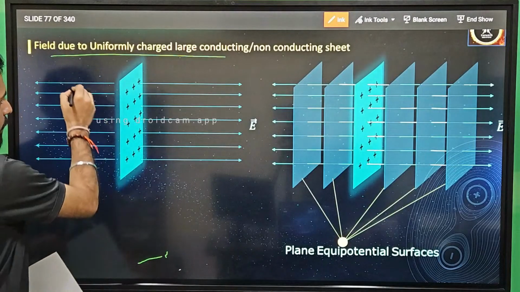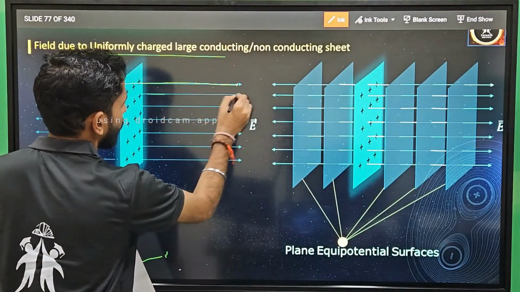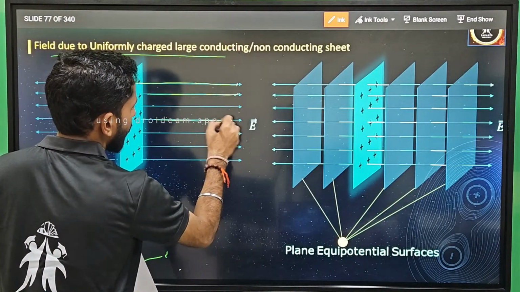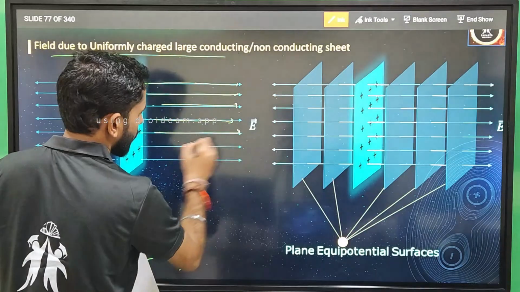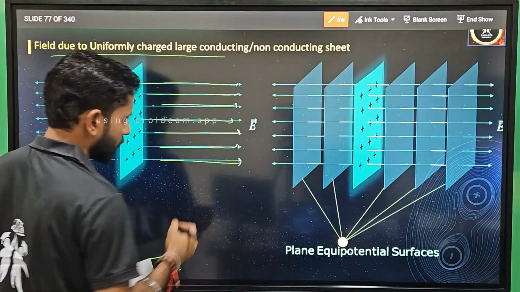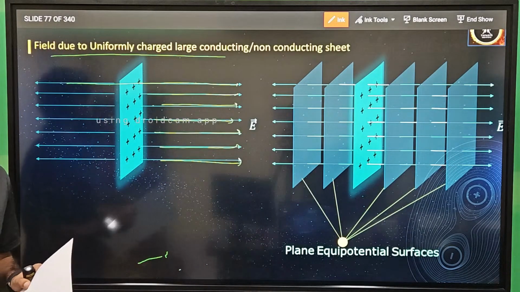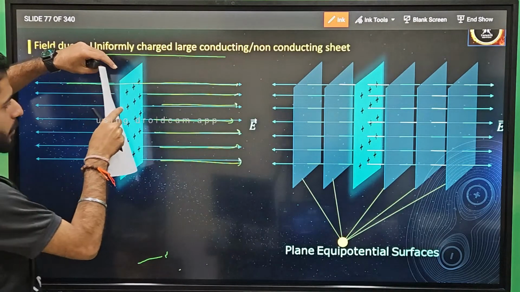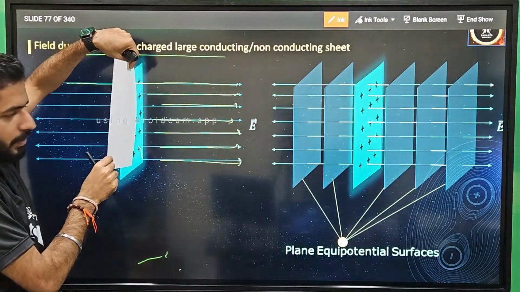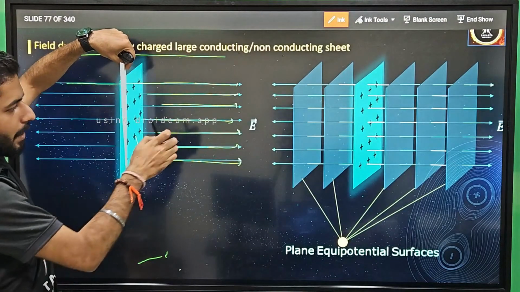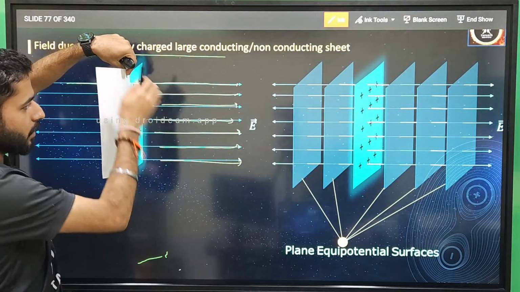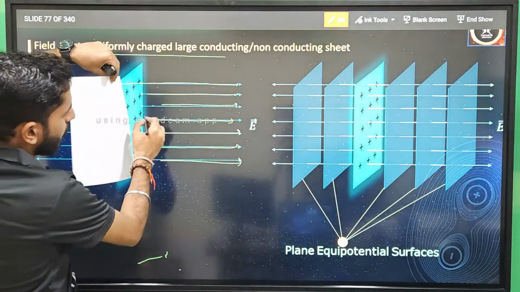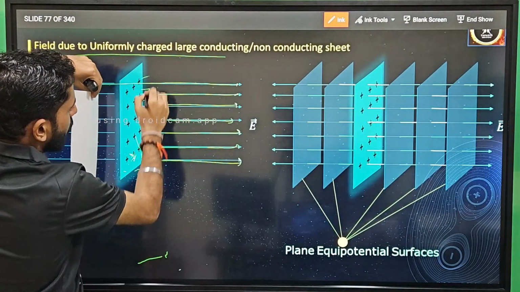Let's suppose you have a uniform electric field going like this. You remember, the equipotential surface should be perpendicular to the direction of the electric field. If I want a perpendicular direction, can I say some planar surface will be there? If I imagine this in 3D, this is my electric field direction and this is my planar surface, and all these points are perpendicular to the field.